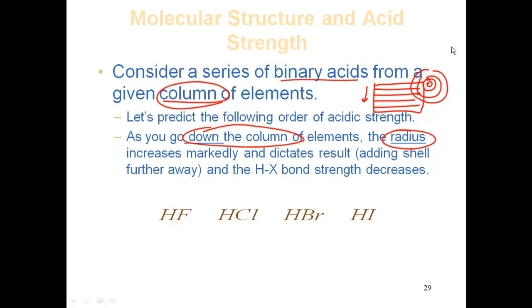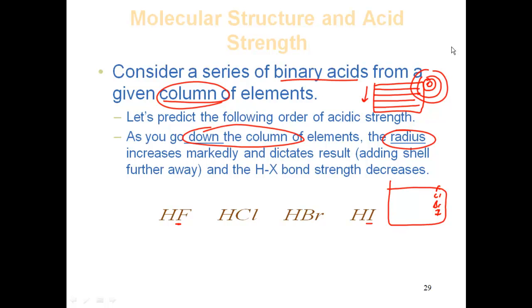Getting back to my example here. On your periodic table, you have iodine, you have Br, you have Cl, and then you have F. Being that it's a binary species and it's going down a column, I'm going to look at size. Which one of these is the largest atom? That would be the iodine. Next in line would be Br, next would be Cl, and then F would be my smallest.